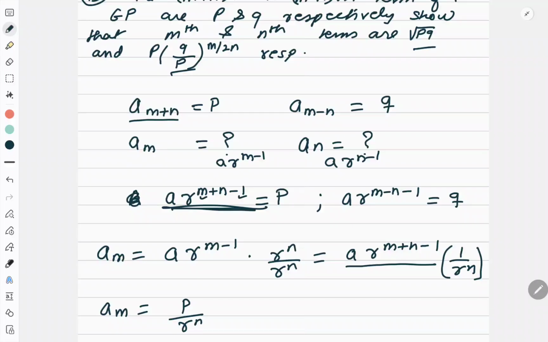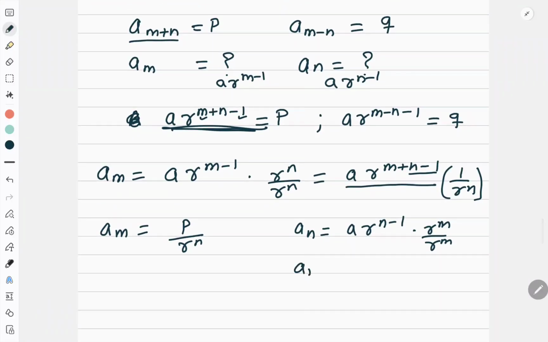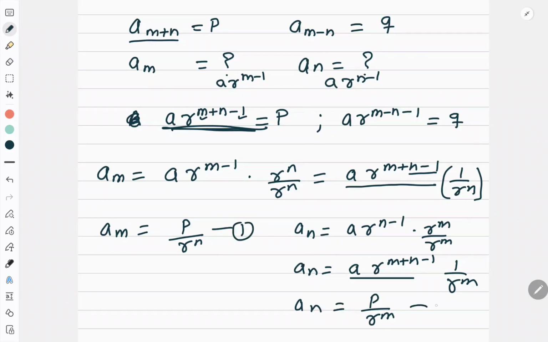Now, come this side. When I am finding out the nth term, it is a r to the power n minus 1. Now you have n minus 1. What is missing? r to the power m. So r to the power m upon r to the power m. So your nth term is equal to a r to the power m plus n minus 1 into 1 upon r to the power m. And again, what is this? This value is nothing but P. So an is equal to P upon r to the power m. So this is my first information. This is my second information.